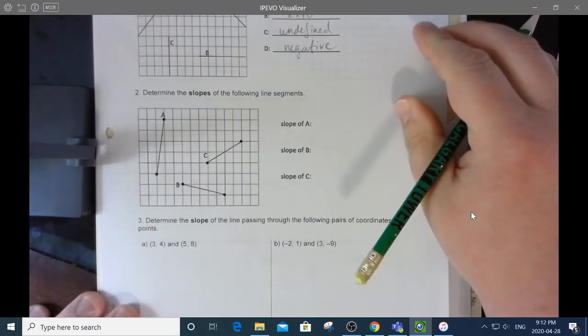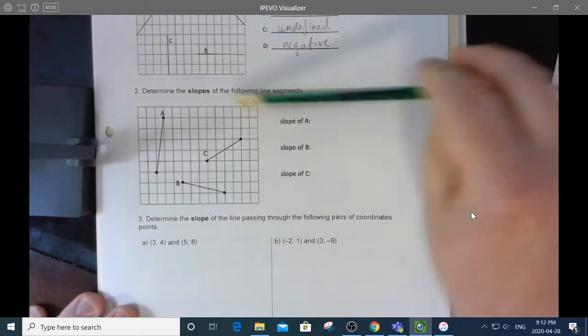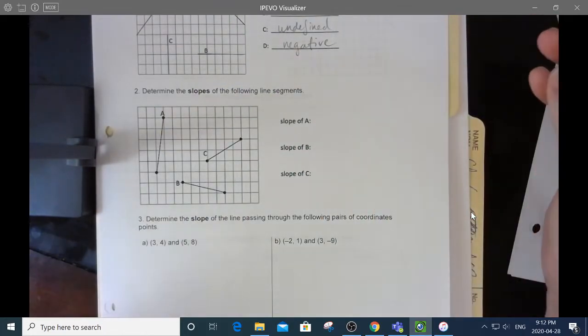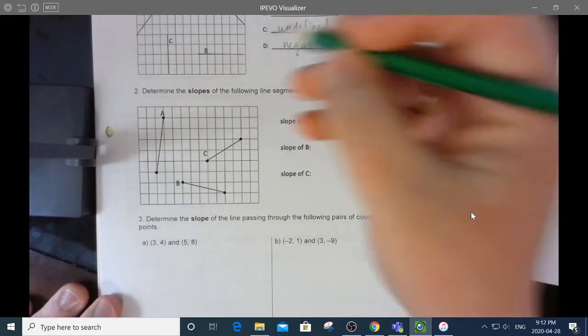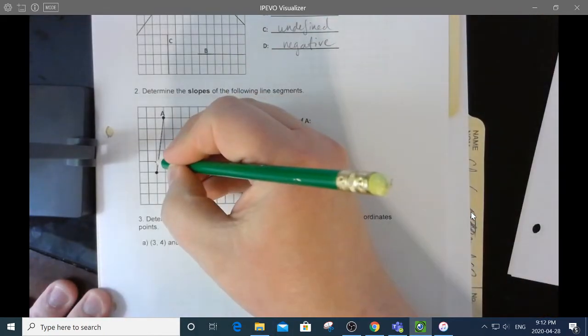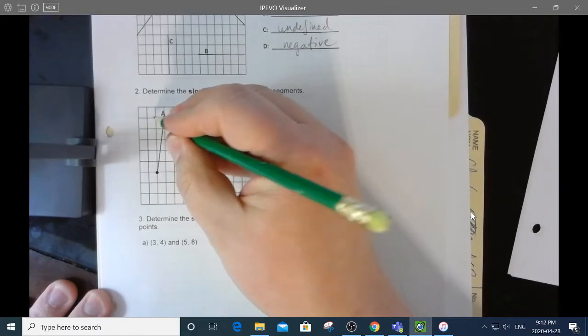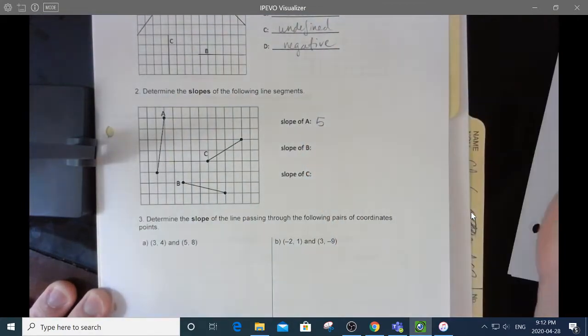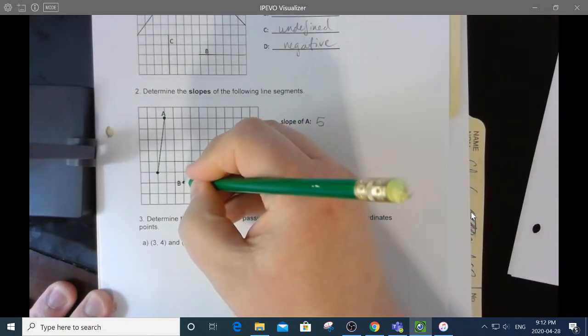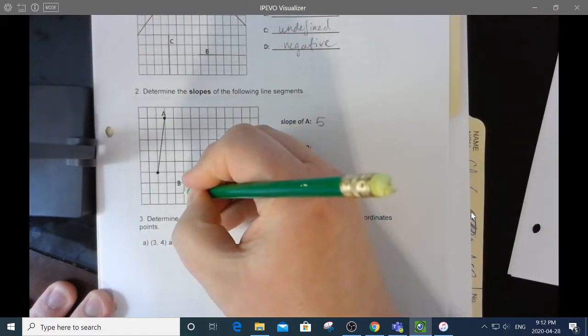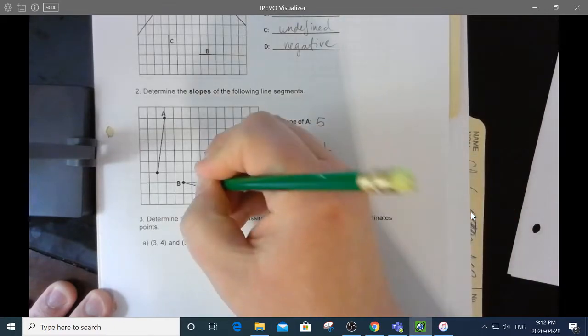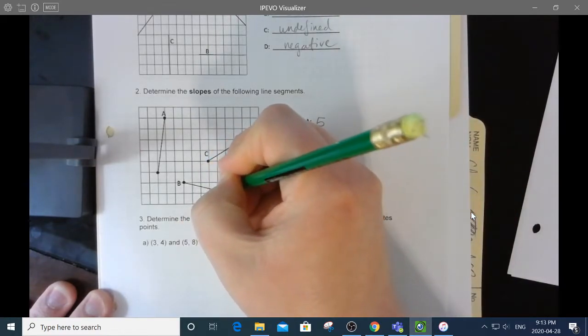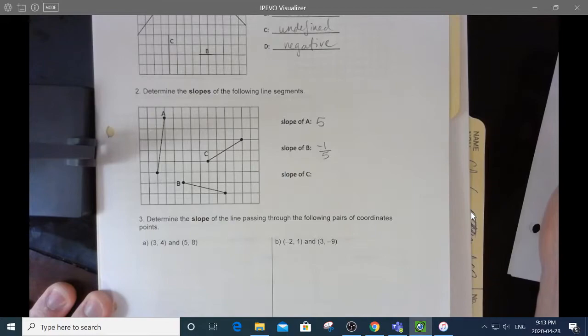All right, I actually have to determine the slopes of the lines. Now, these points aren't on a coordinate grid, so I can't read the coordinates and use the coordinate formula, but I can still count the rise over run. This one rises 1, 2, 3, 4, 5, and it runs 1, so it has a slope of 5 over 1. I never bother writing over 1. B has a slope of a rise of negative 1 and a run of 1, 2, 3, 4, 5. So it's negative 1 over 5.